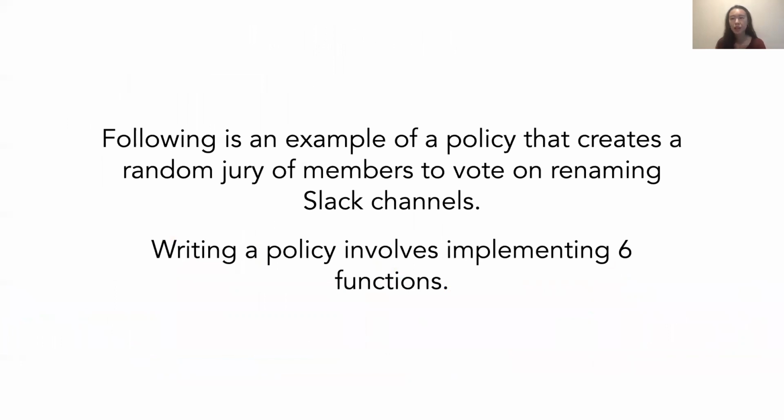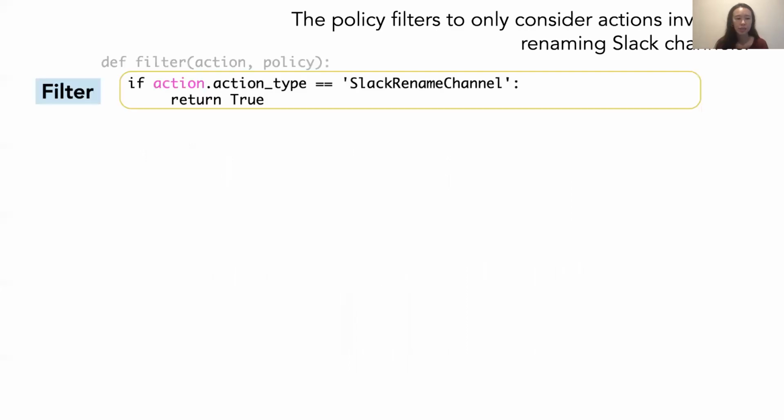So now I'll explain how to write policies using an example of a policy that creates a random jury of members to vote on renaming Slack channels. Writing a policy involves implementing 6 functions. The first function is filter. In this function, the policy selects what actions it governs. In this case, we only want to govern actions for renaming Slack channels.